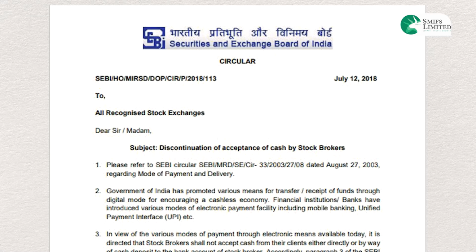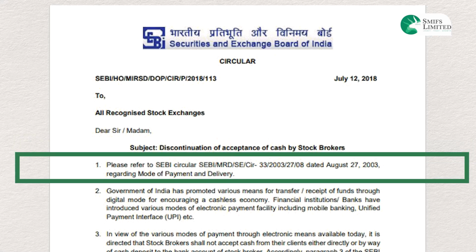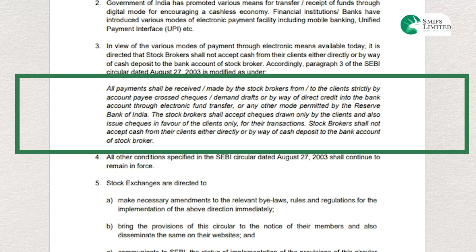On 12 July 2018, SEBI brought about a circular regarding discontinuation of acceptance of cash by stockbrokers. This circular of 12 July 2018 referred to the SEBI circular of 27th August 2003, and it said that all payments shall be received or made by stockbrokers from or to the client strictly by account payee cheques, demand drafts, or by way of direct credit into the bank account through electronic fund transfer or any other mode permitted by the Reserve Bank of India.